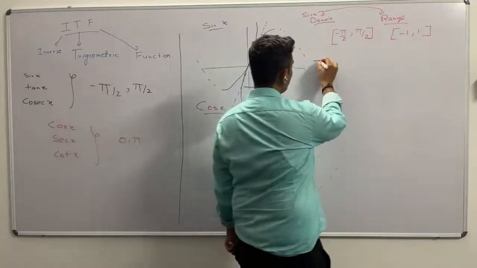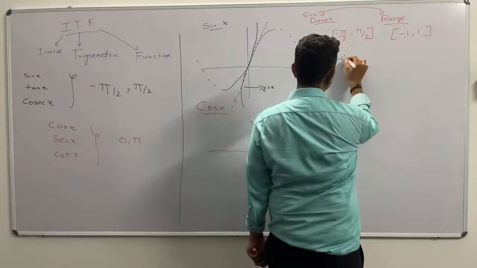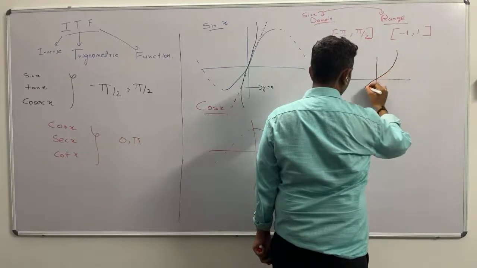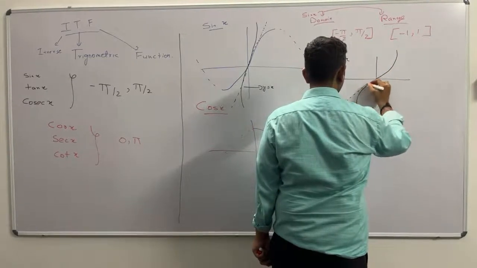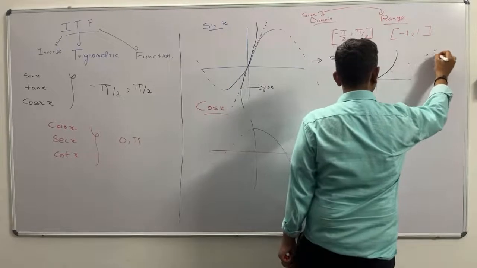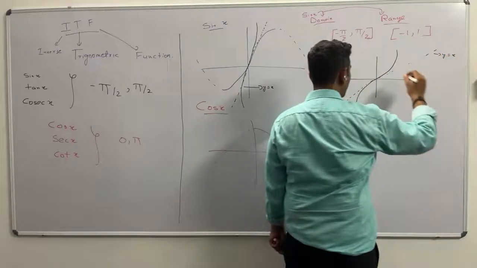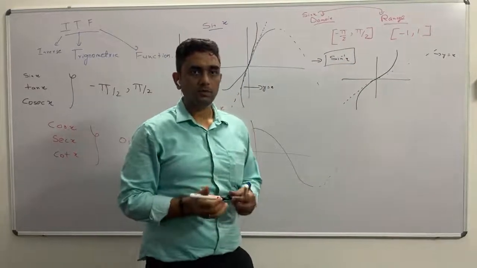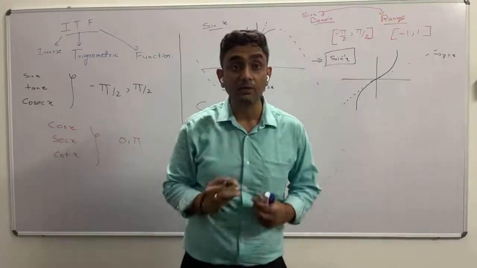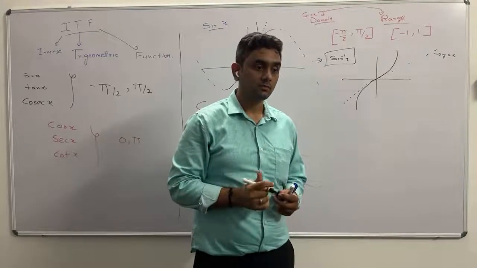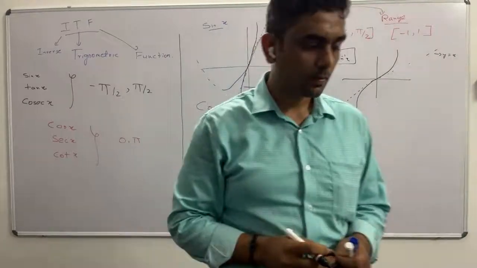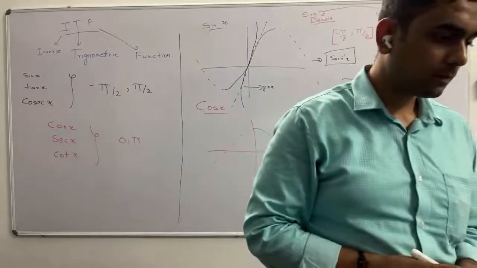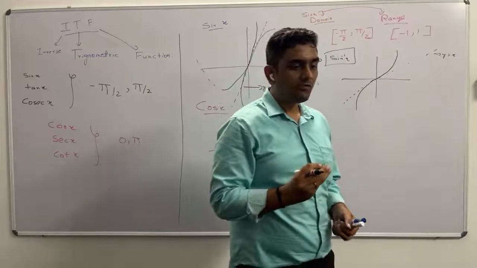So from here we arrive at an important conclusion and we say the sin inverse x graph will be like this. This is the line y equal to x, and this will be the graph of sin inverse x. We are just taking the mirror image on the line y equal to x.